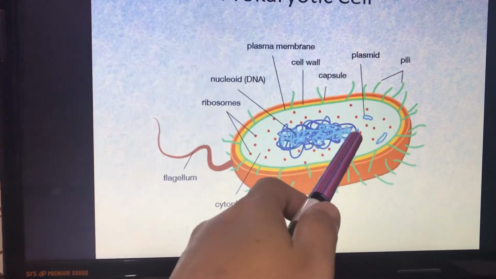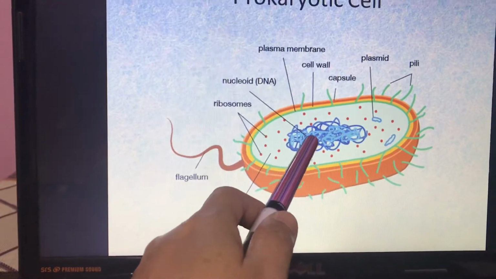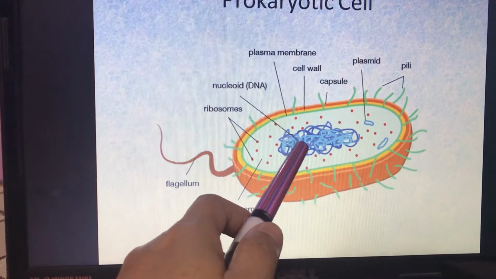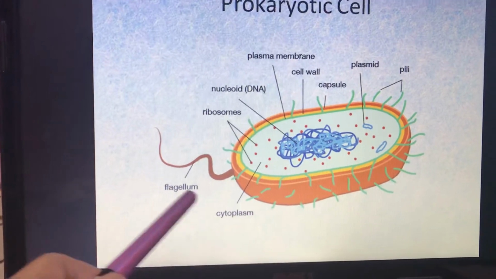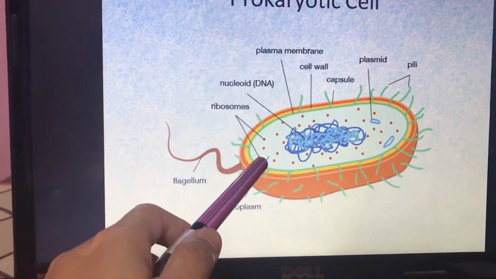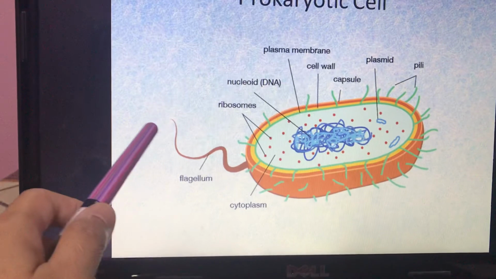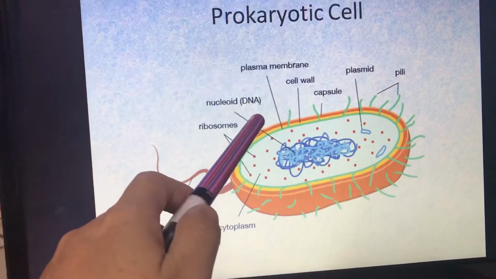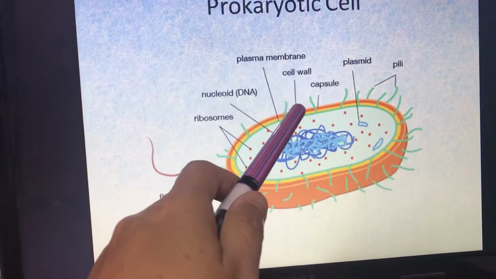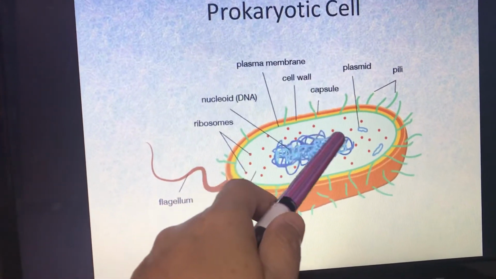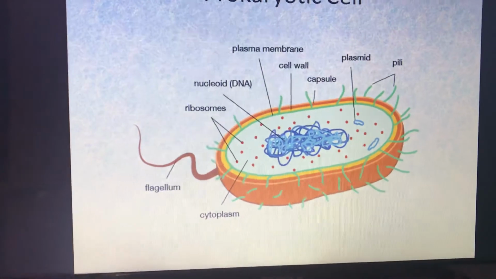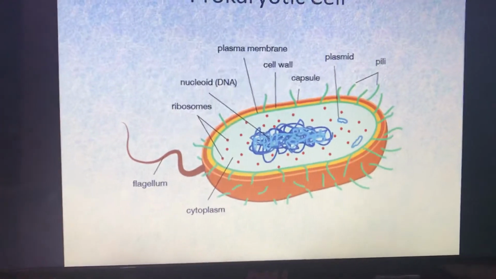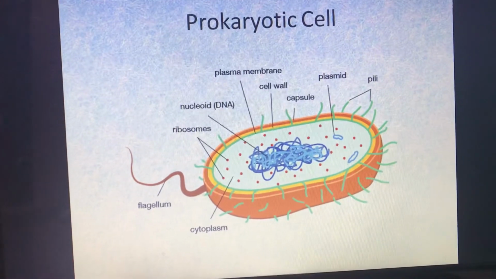Now here no nuclear membrane is there, and no nucleolus can be seen. It has a few parts: ribosomes you can see, then there is a flagellum on the outer surface, plasma membrane, cell wall, and only a few structures can be seen here. Now such a type of cell is known as a prokaryotic cell.